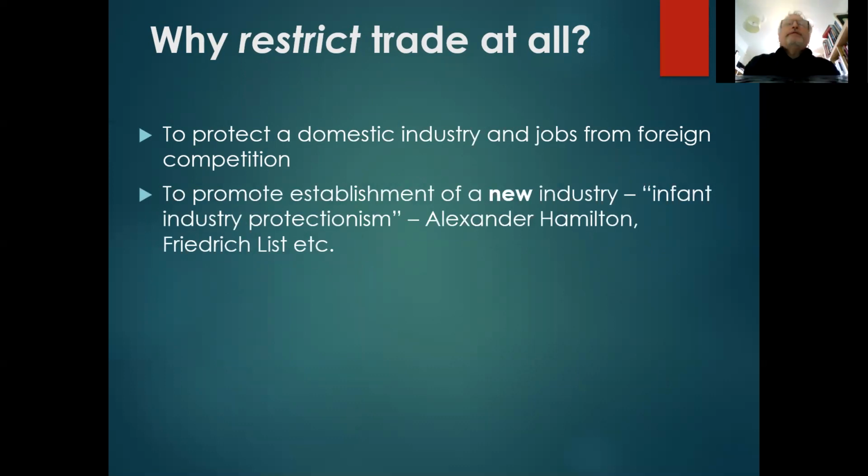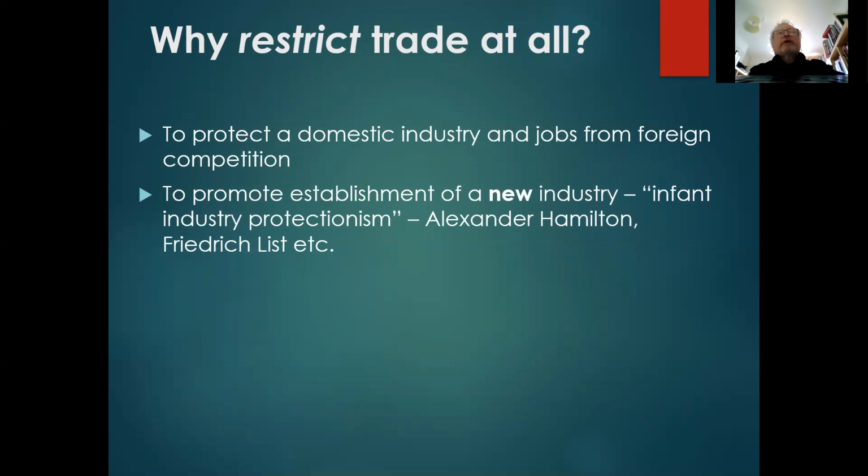So the second, somewhat similar, but it's to promote establishment of a new industry. Infant industry protectionism, as it is sometimes called. So one is to protect an existing industry, maybe an industry that's not strong enough to survive free trade in the domestic market. But you may also want to promote a new industry, right?